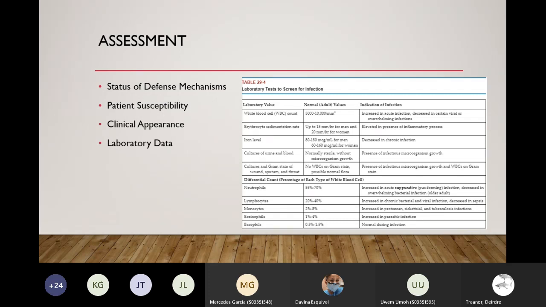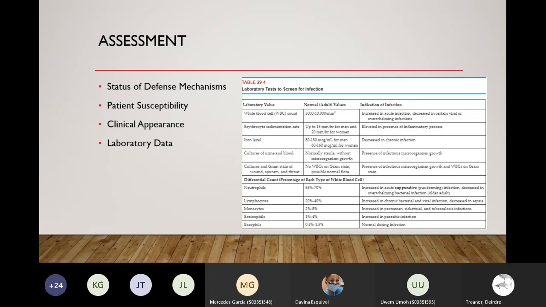Here we have some lab tests that you would do to screen for an infection. So you've got your white blood cell count. An increase shows an acute infection. Decrease can happen in viral or overwhelming infection. So if someone's septic, erythrocyte sedimentation rate, also known as a sed rate, it elevates when there's inflammation. Iron level can be decreased in chronic infection. Cultures of the urine and blood will show you the microorganism.